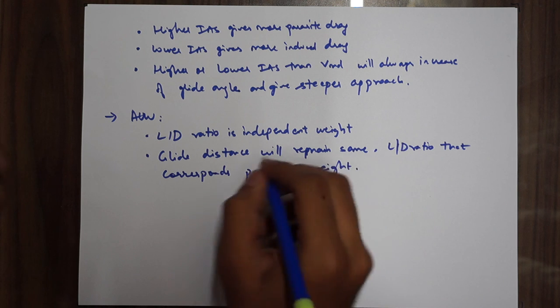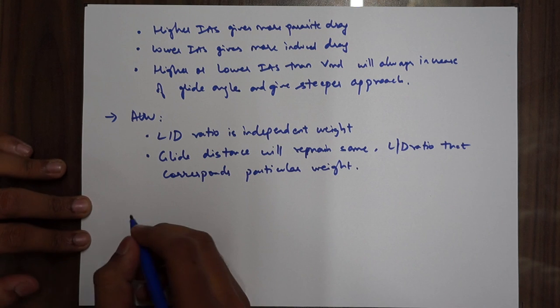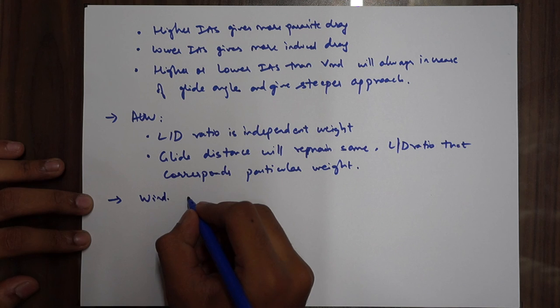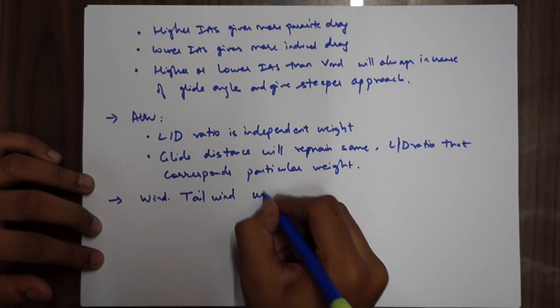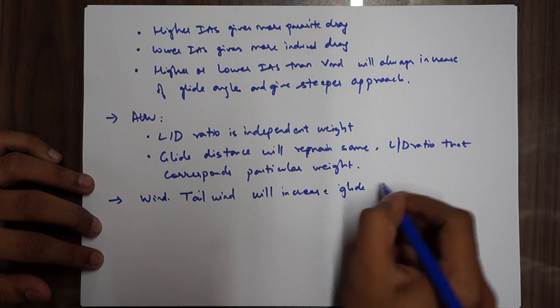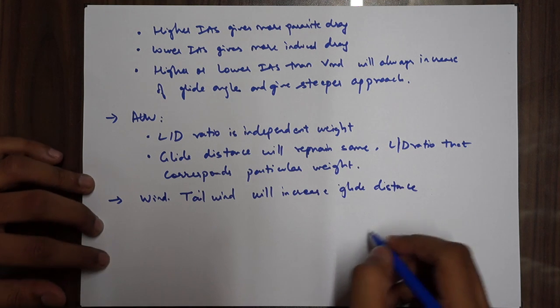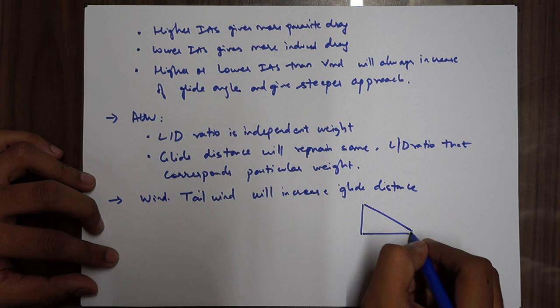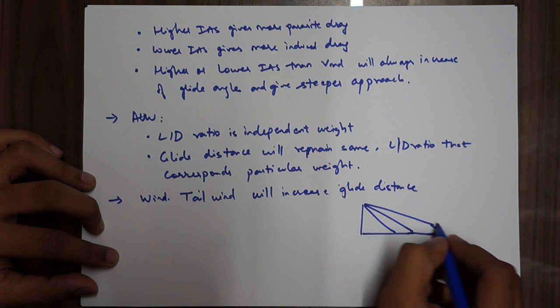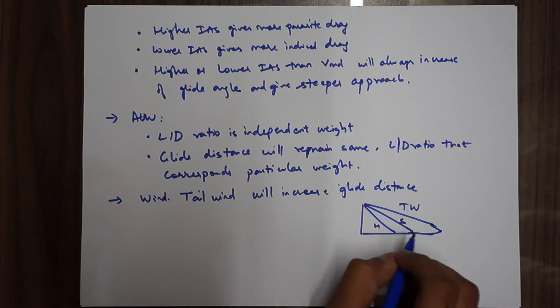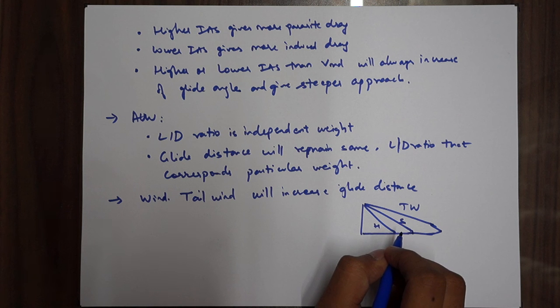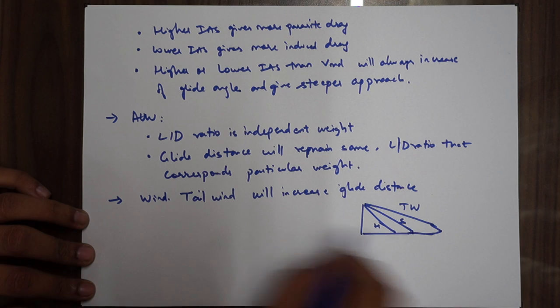Alright, wind. What happens to wind? A tailwind will increase glide distance. Just for a diagram, it looks something like this. A tailwind will take you to a further glide distance, a tailwind will land you here, and a headwind will of course reduce your gliding distance. The glide angle will determine the distance that the aircraft can glide for a given loss of height. This distance can be achieved only in still air. Glide distance will change when there are winds. So a headwind will reduce your glide distance and a tailwind will increase it.